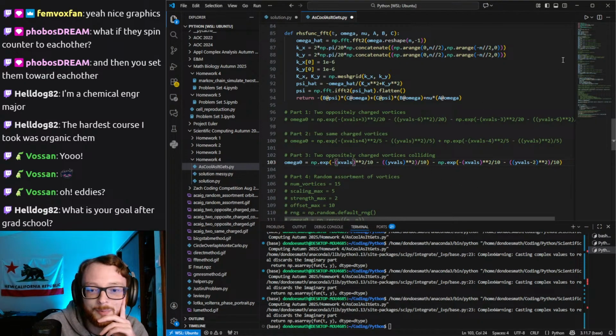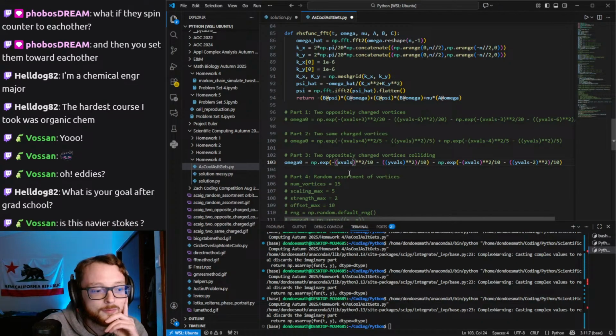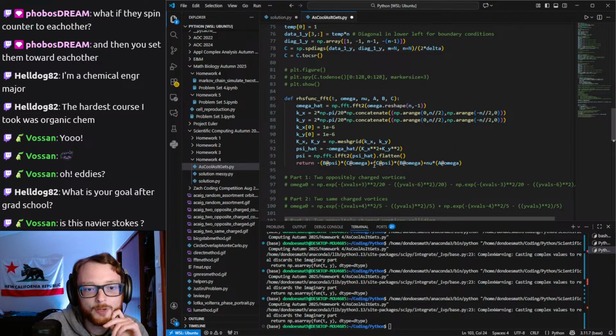But yeah, I've kind of been randomly changing the values, hoping that eventually I'd strike gold. Yeah, it's Navier-Stokes. It's Navier-Stokes in two dimensions with the thin fluid approximation or whatever it's called. And I'm numerically solving it with fast Fourier transform.